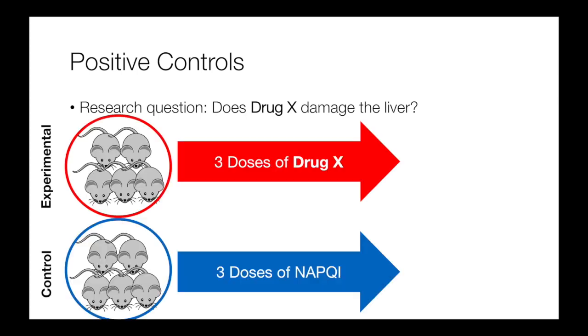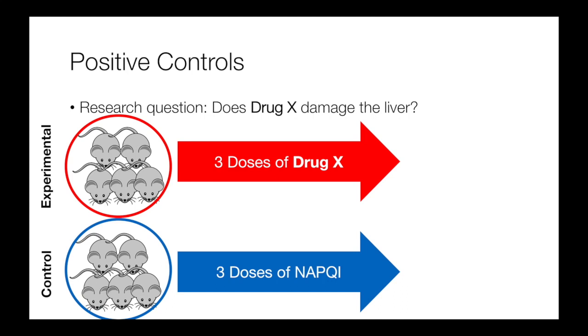Luckily, I know of a compound, NAPQI, that is known to damage the liver. Fun fact, this is a real compound. It's a metabolite of Tylenol, which is why you should always be careful with your dosages. So, I take another 10 mice with cancer. I split them into 2 groups, and again, I administered drug X to one group. However, instead of administering saline to the other group, I administer NAPQI.